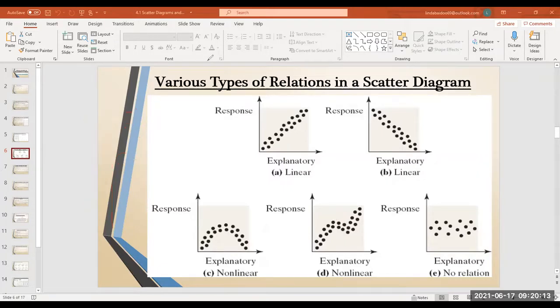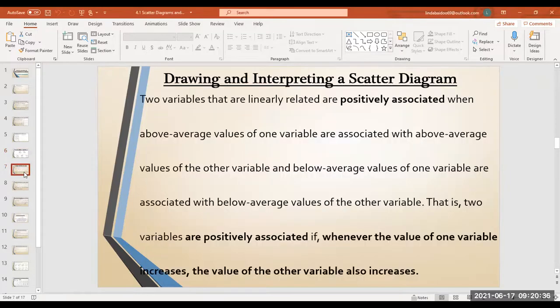So if you come across questions like this, where you are asked whether it is linear or non-linear, it's very easy to answer. This is linear, this is linear, this is non-linear, this is non-linear. Here they didn't have any relation because this is not linear. So one of the variables remained the same. It was constant, stagnant, while the other was increasing. So that is about the different types of scatter diagrams that you might come across.